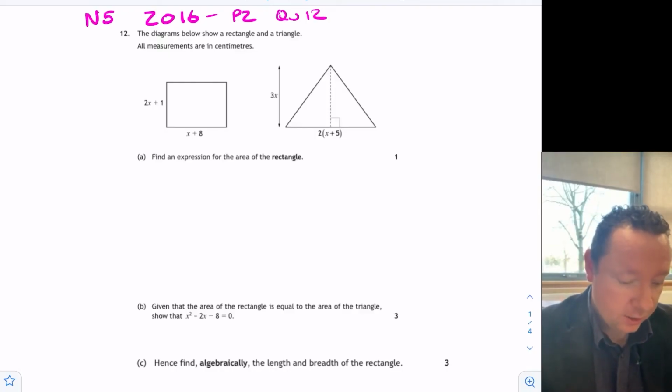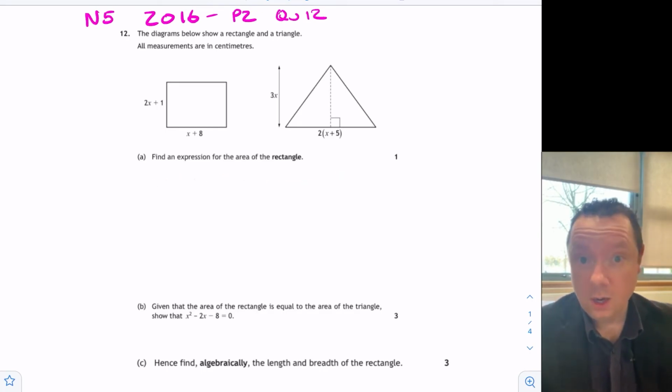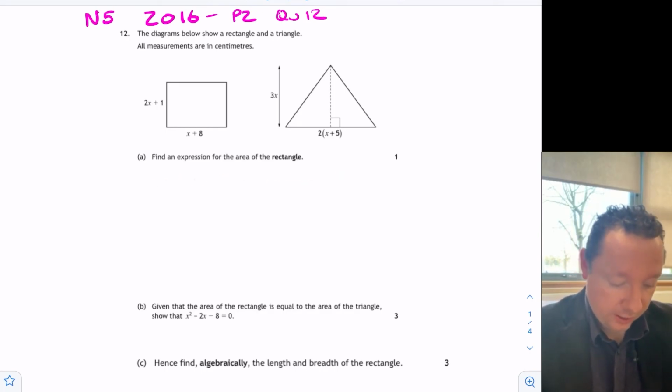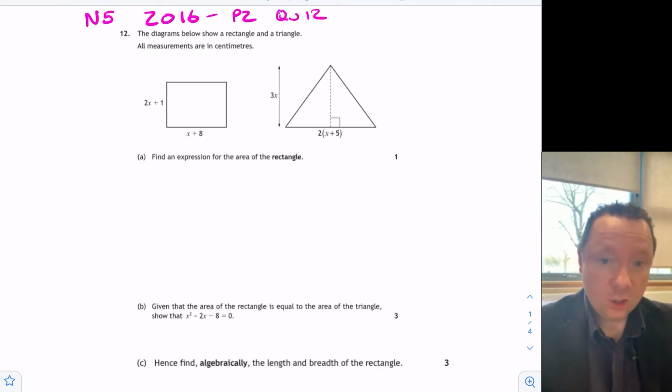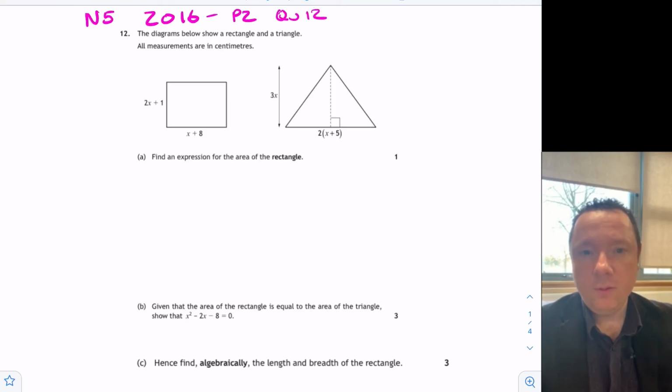And it says, the diagrams below show a rectangle and triangle. All measurements are in centimetres. Find an expression for the area of a rectangle for 1 mark. Then, given the area of a rectangle equals the area of a triangle, show that x² − 2x − 8 = 0 for 3 marks. Then find algebraically the length and breadth of a rectangle for 3 marks as well. Have a look at this and see if you can get anywhere with it before we come back and discuss it and see what the solution is.